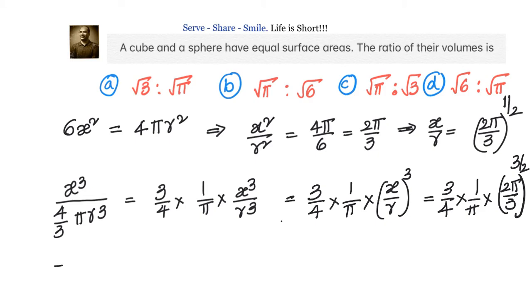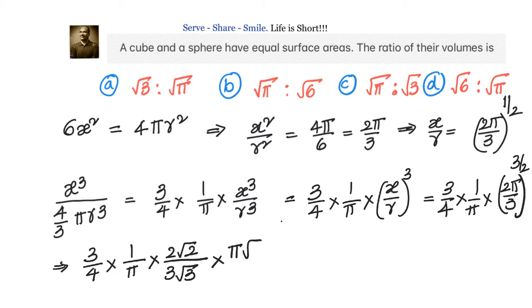Now let us simplify this. This will be 3 by 4 into 1 by pi into 2 to the power of 3 by 2. Can I write it as 2 root 2 divided by 3 power 3 by 2. Can I write it as 3 root 3 into pi to the power of 3 by 2. I can write it as pi root pi. What's the logic? If you are not clear about that, what we are saying is 2 to the power of 3 by 2 is equals to 2 to the power of 1 into 2 to the power of 1 by 2, that is 2 root 2. So the same type of logic we have used everywhere.